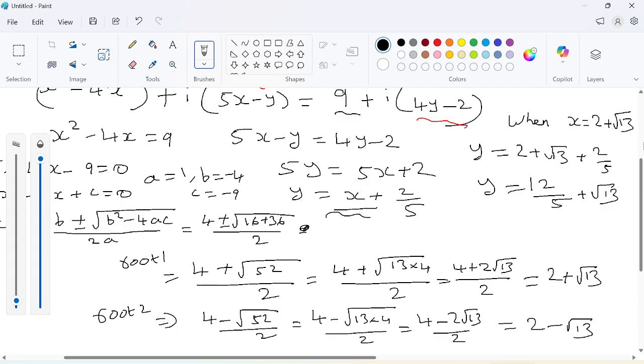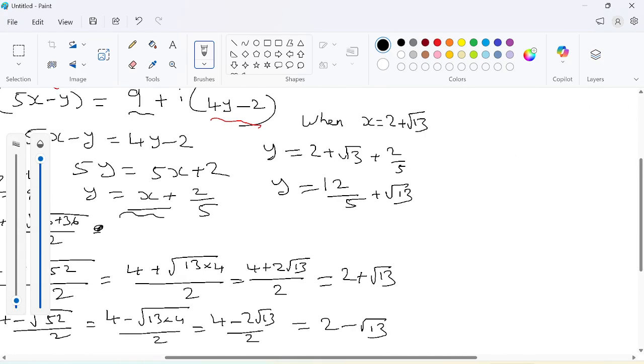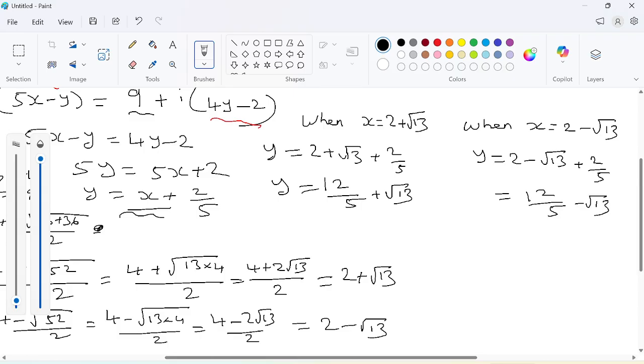This is the y value. Now when x is equal to 2 minus root 13, y is equal to 2 minus root 13 plus 2 by 5, which is 12 by 5 minus root 13. Now what is the answer we got? Two pairs. For the x value 2 plus root 13, your y value will be 12 by 5 plus root 13. Okay, this is one pair.